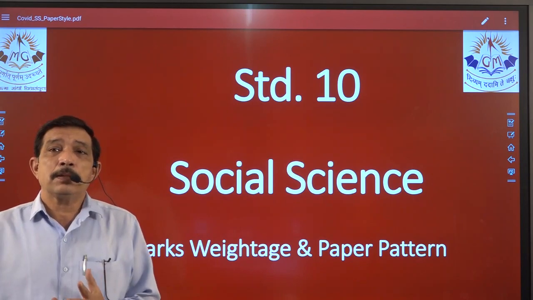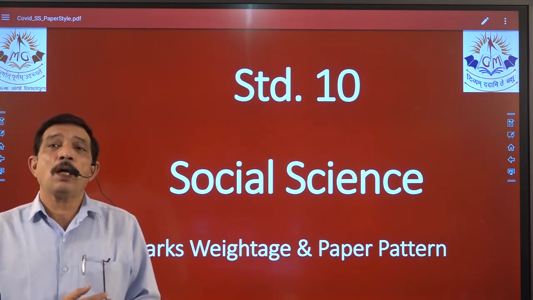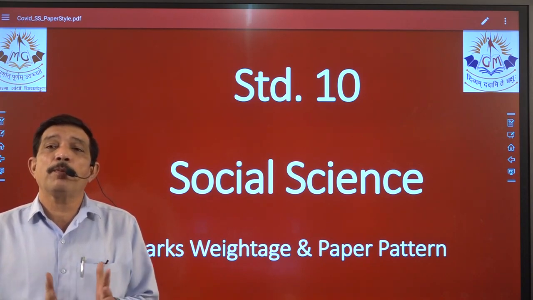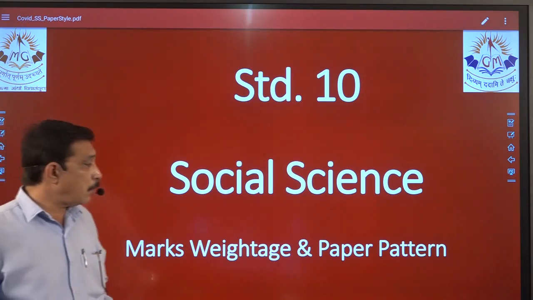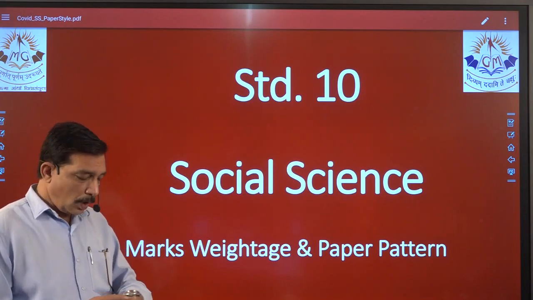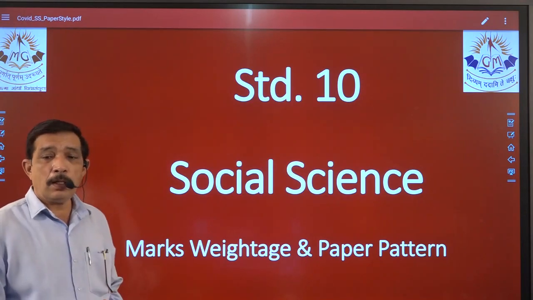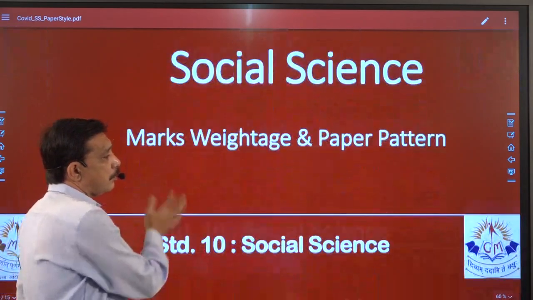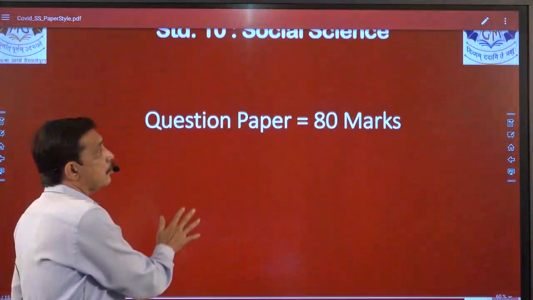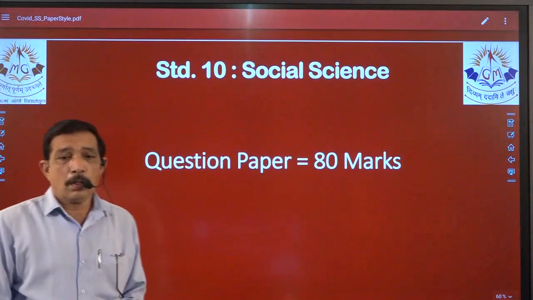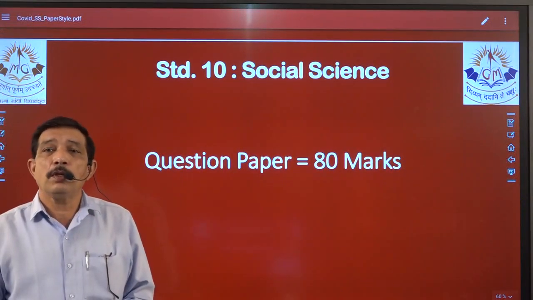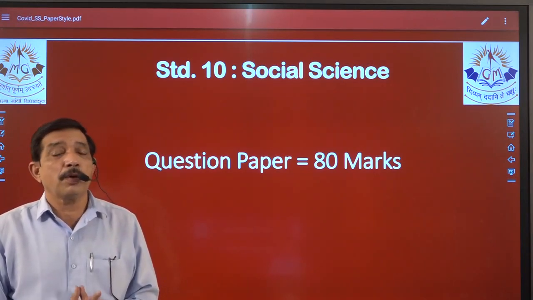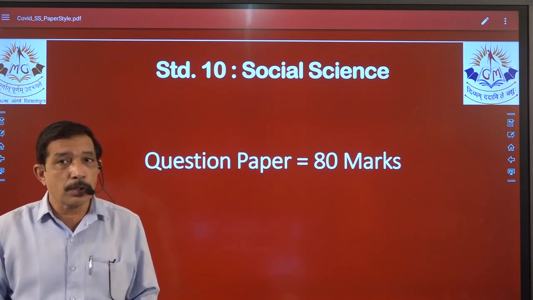Let us take into consideration what are the different changes that are going to happen as far as the board paper is concerned. So today we are going to discuss the marks weightage and paper pattern. The question paper is going to be for 80 marks. 80 marks written paper, 20 marks internal. That is how it's going to be.